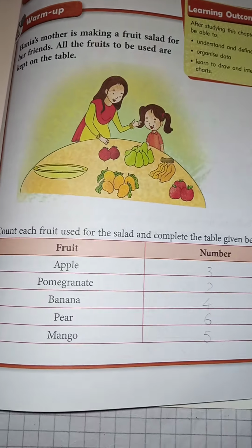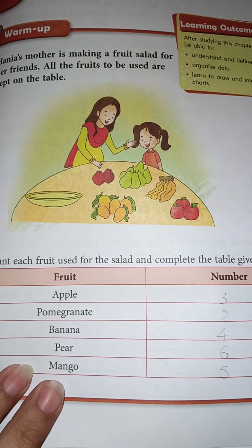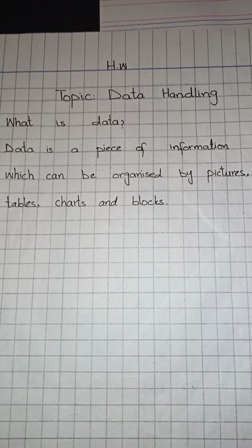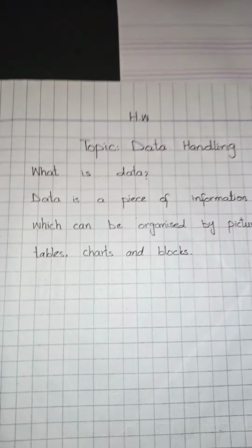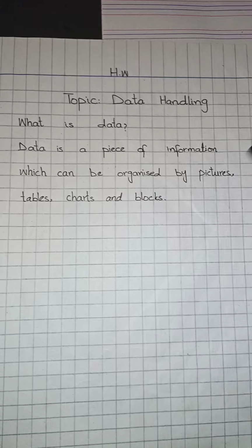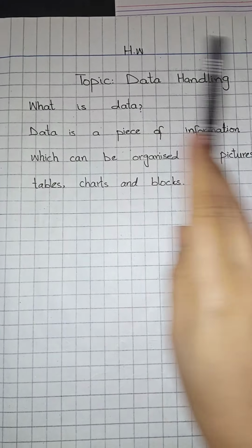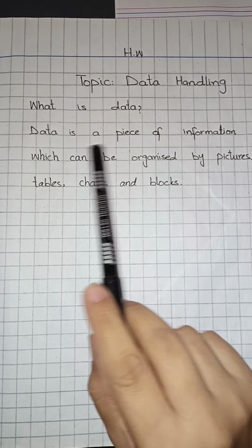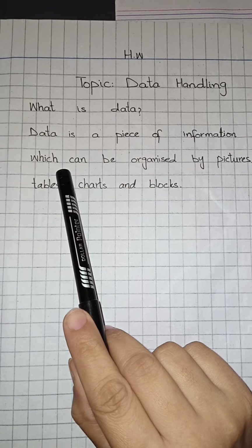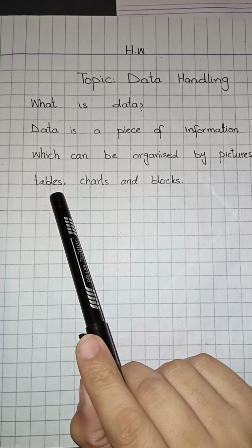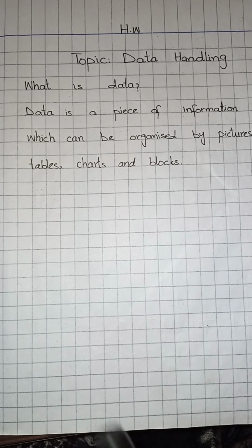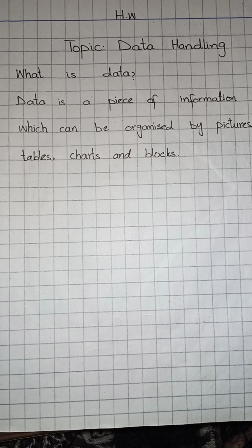Let's start our first day's work: what is data, and how we organize and handle the data. This is the notebook work. You have to write the definition of data in the notebook in the same way as you write your homework. Here you will write the date, and in this corner you will write the day. Your topic is data handling, and your question is: what is data? You have to memorize the definition by heart, and then practice it again and again on the rough register. Data is a piece of information which can be organized by pictures, tables, charts, and blocks. This is the definition that explains what data is.